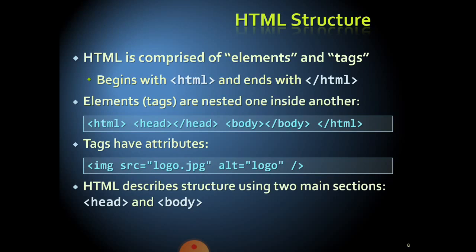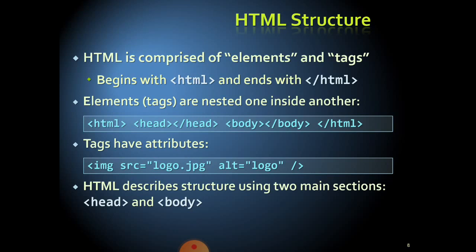These tags have attributes. For example, we have a tag known as img, the image tag. If you want to use the image tag, we must say where the source is. Src is short for source. In the source I am writing logo.jpg, the name of the picture I have. So these are the tags we have.